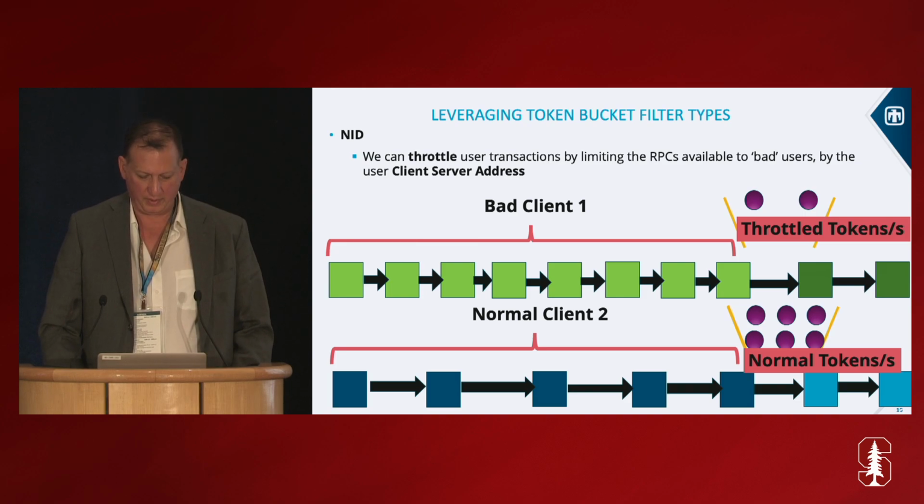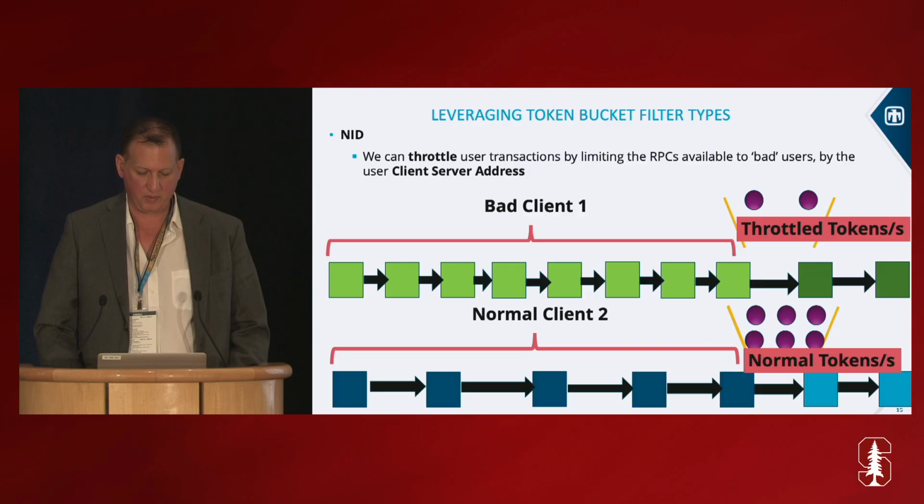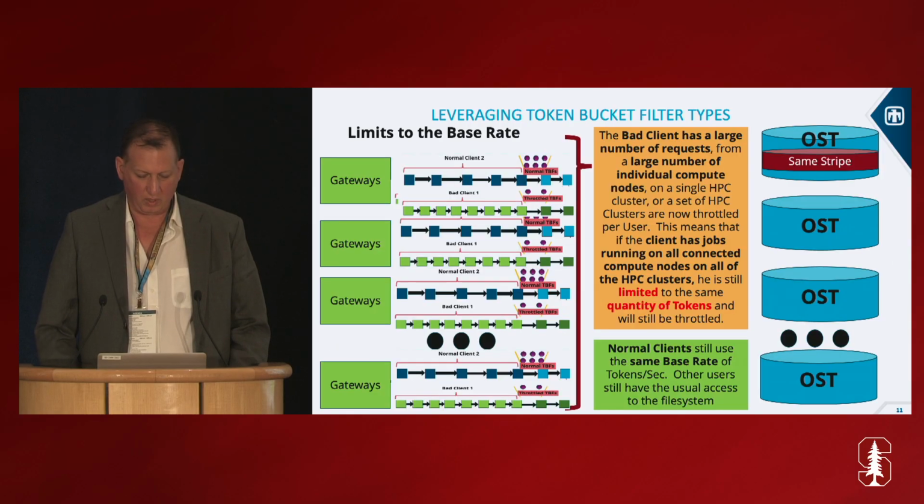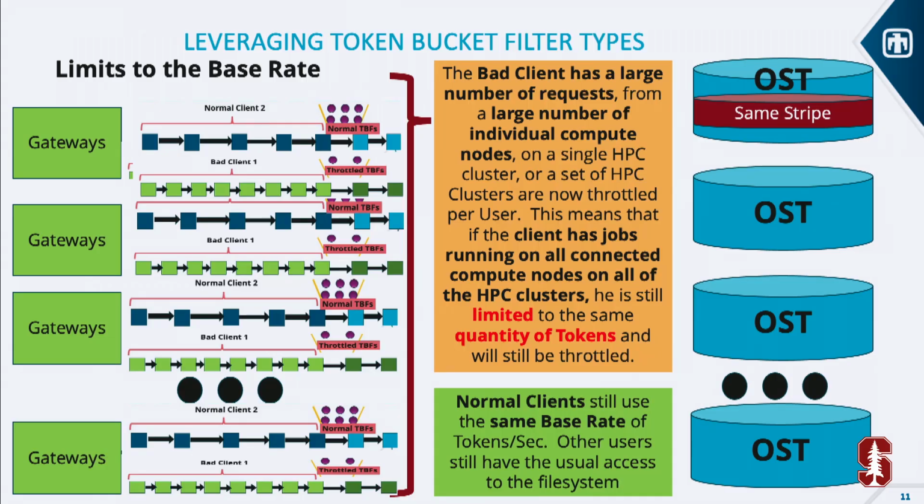Again, the throttled setup we can do by job ID or by NID as well. And then, again, the bad client would be set up with a very low rate, and then everybody else would have the normal rate. So everything's working hunky-dory for the file system.